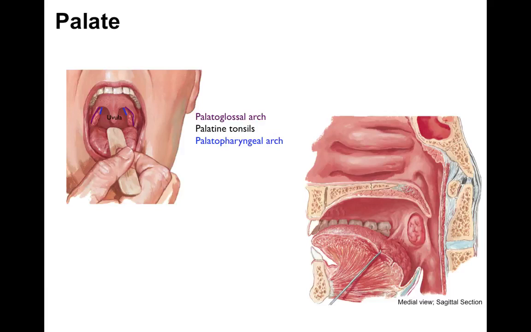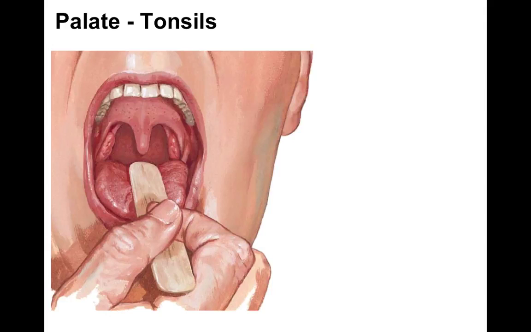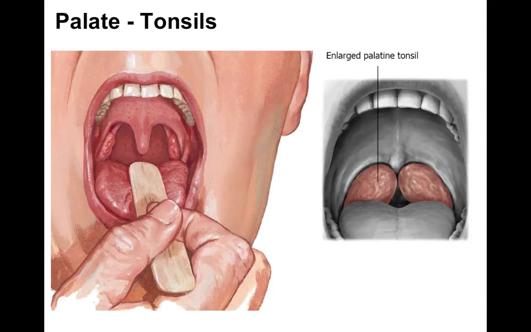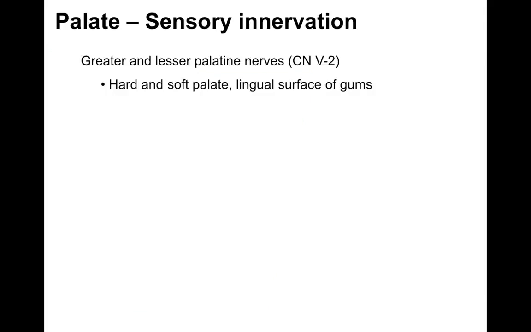So now let's take a look at a medial view of a sagittal section. There's our hard palate, there's our soft palate, and then our palatoglossus arch courses from the soft palate to the tongue, hence the name, and then our palatopharyngeus courses from the palate to the oropharynx, and right in between are the palatine tonsils. And this is what happens when they become enlarged, and they block off a good way for swallowing and for airways.